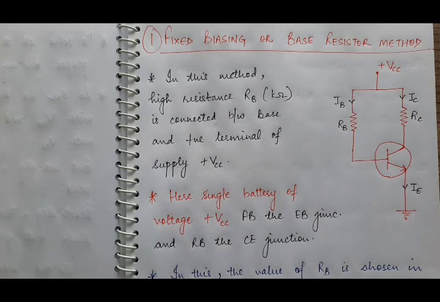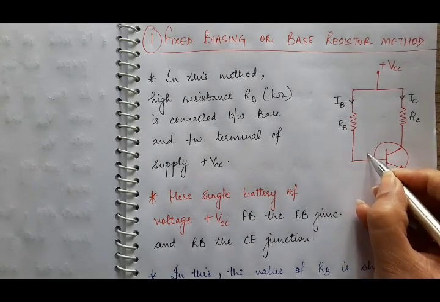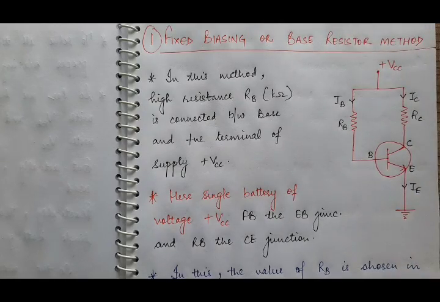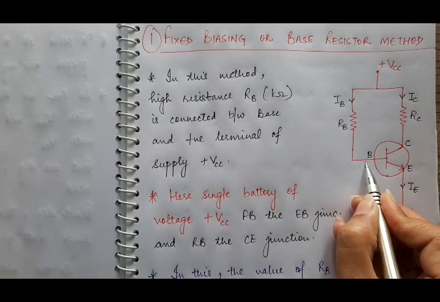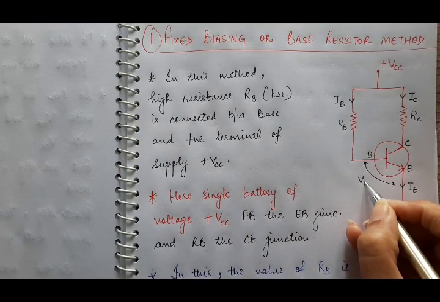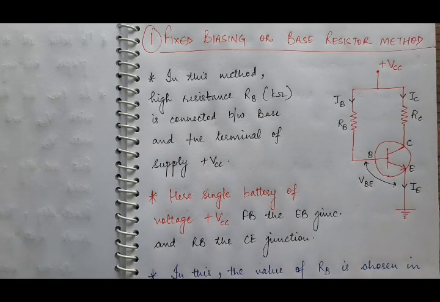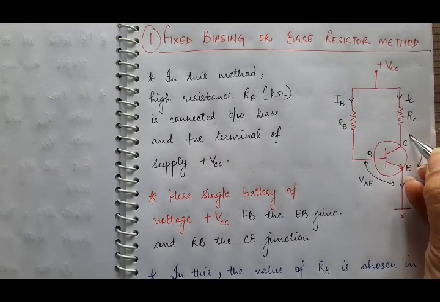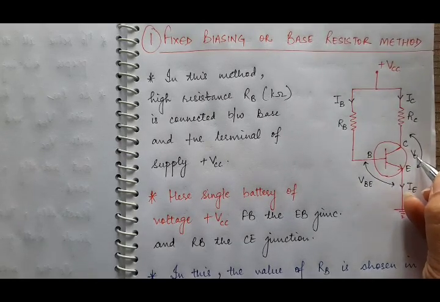As you can see, this is base, this one is emitter and this one is collector. And what will be the voltage across this base emitter junction? It will be VBE. And what will be the output voltage across this collector emitter junction? It will be VCE.